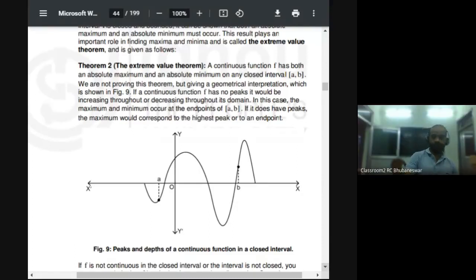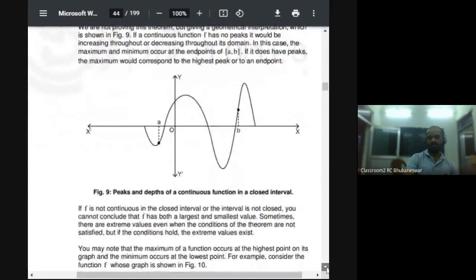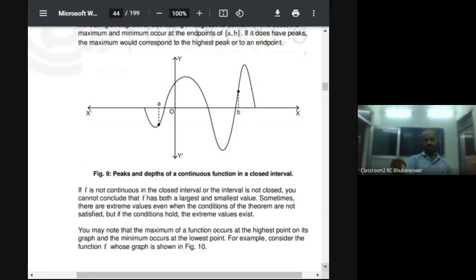Here the statement is: a continuous function f has both absolute maximum and absolute minimum on any closed interval ab. The proof of the statement is not given, but the statement is that if a function is continuous in a closed interval, then it must have an absolute minimum as well as an absolute maximum in that particular closed interval. This is the main focus point of that theorem.